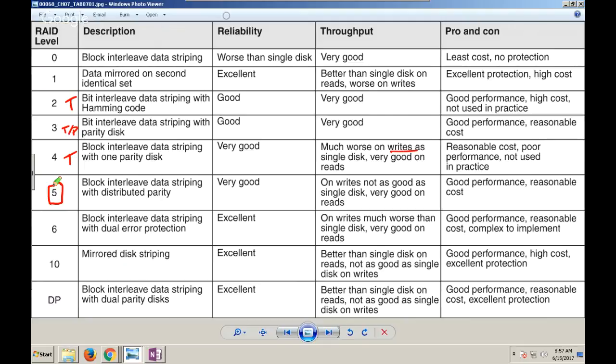RAID level 5 functions by interleaving the data, okay, amongst all of the drives, as well as distributing the parity. So rather than storing the parity just on a single disk, as we did in RAID level 4, we are going to distribute the parity information. So say, for example, with RAID level 5, I have 3 drives. That's going to be our minimum, right? So that I can stripe the data and parity information.